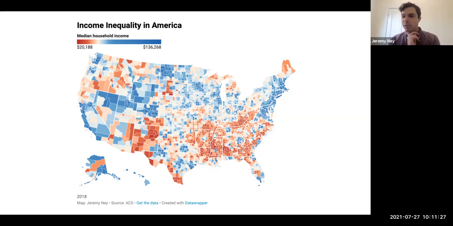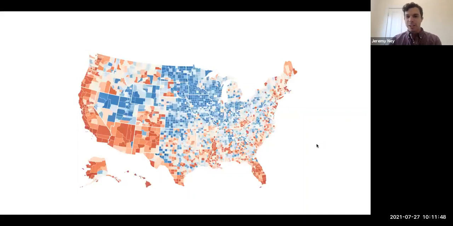Loudoun County in Virginia is the wealthiest county in America, and Jackson County in Mississippi is the poorest county at 20,000. So I think if you overlaid race on this, you might see this, as well as some of those other variables that we see in the chat: healthcare, COVID, wealth, things like that. So we're going to do another one of these. Any other guesses? Another brave soul want to chime in?